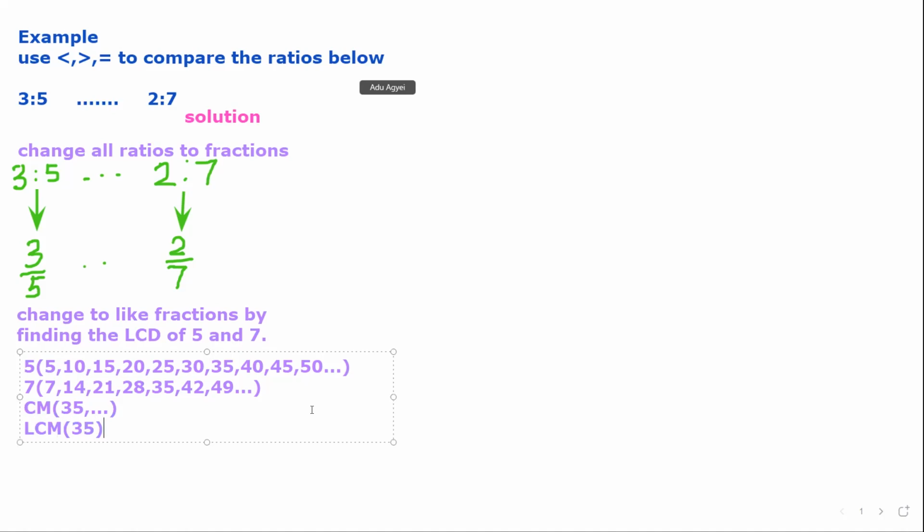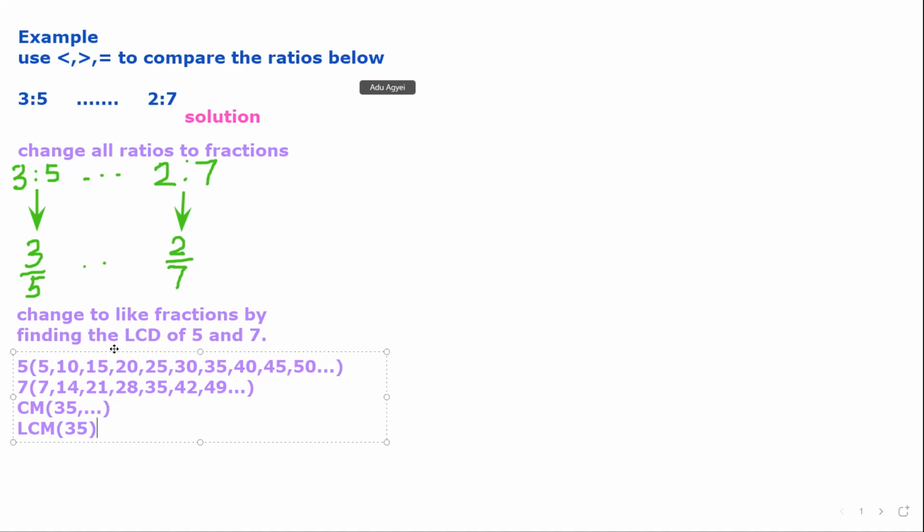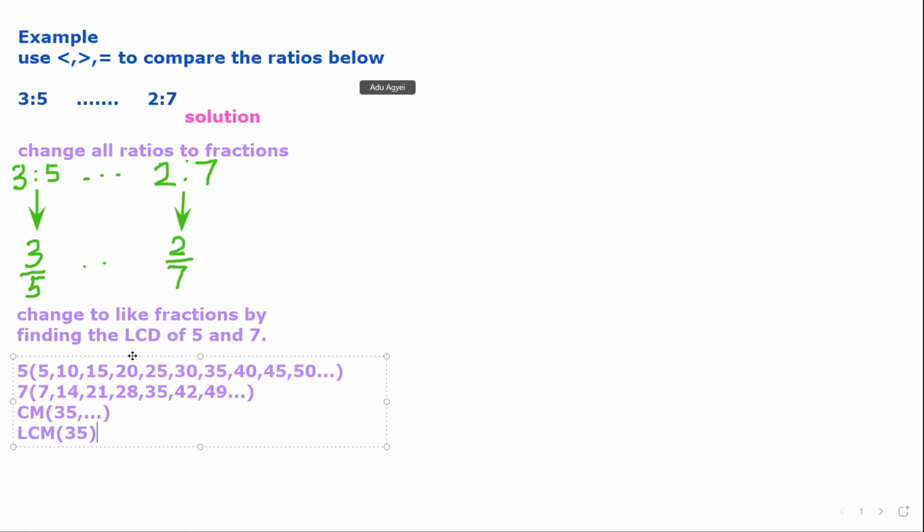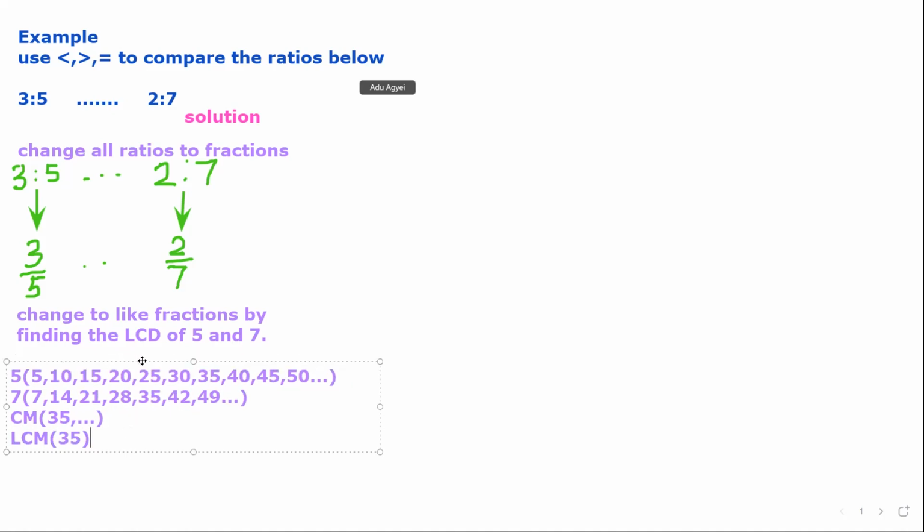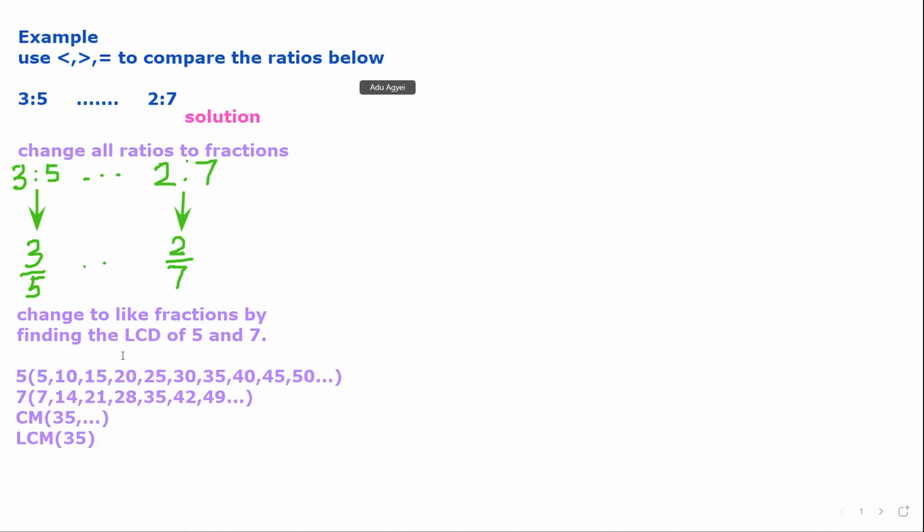So now our LCM, which is the same as LCD, is the same as what? The least common multiple or the least common denominator is what? Is 35. Okay, good. This method here, we call it what? The multiples method. Okay, good.